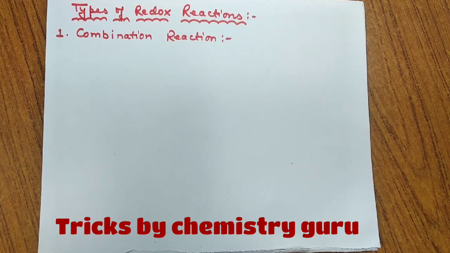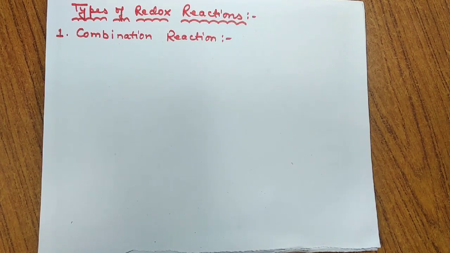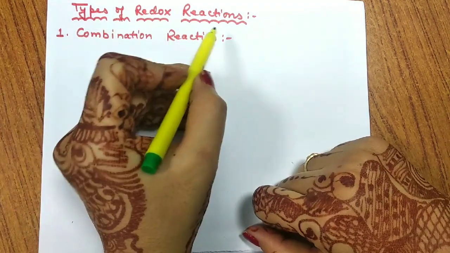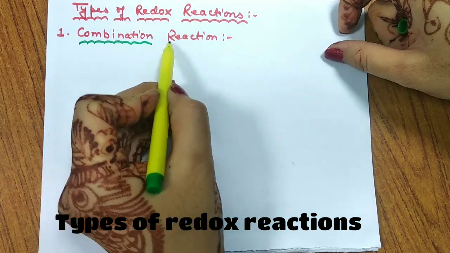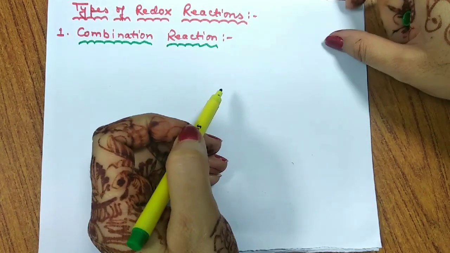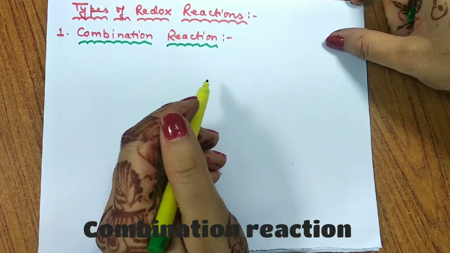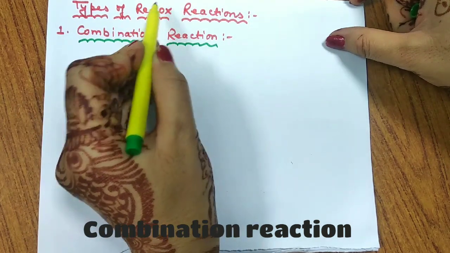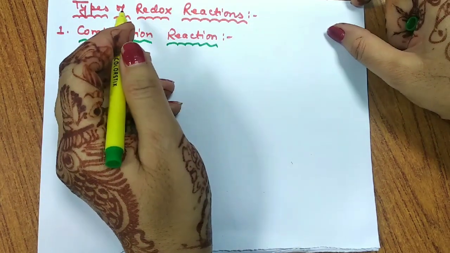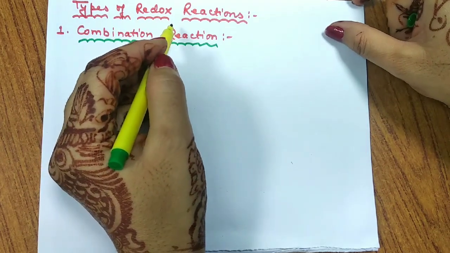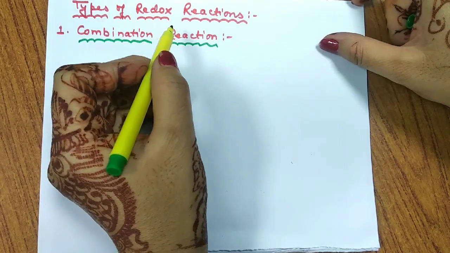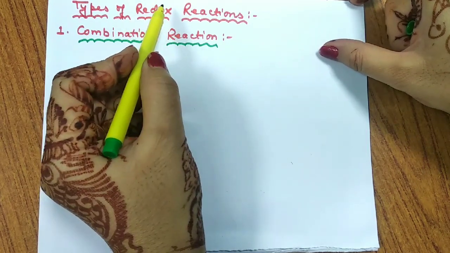So today, in continuation with class 11th redox reactions, we'll talk about the types of redox reactions. The first in this series is the combination reaction. Now, what is a combination reaction? The first thing is we need to consider a redox reaction. That means we'll take only those examples where reduction and oxidation both take place simultaneously. This is very important. You have to keep in mind it must be a redox reaction.